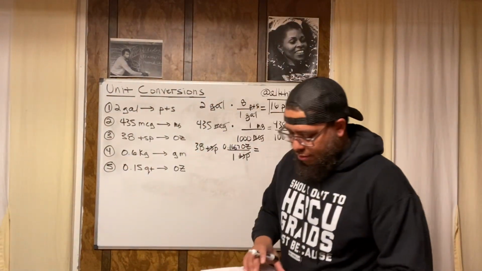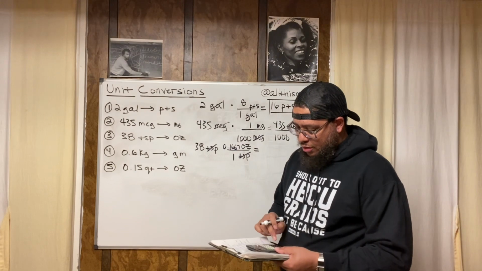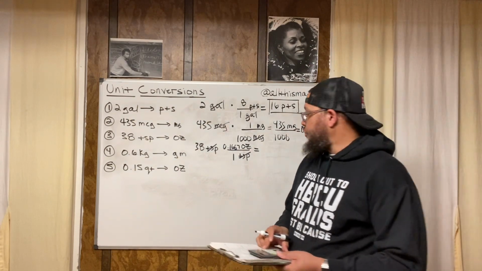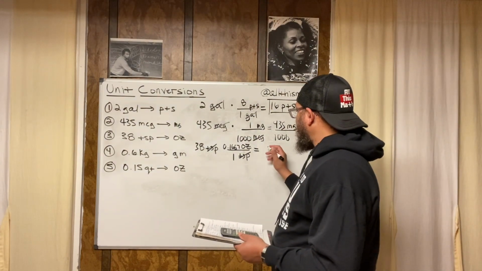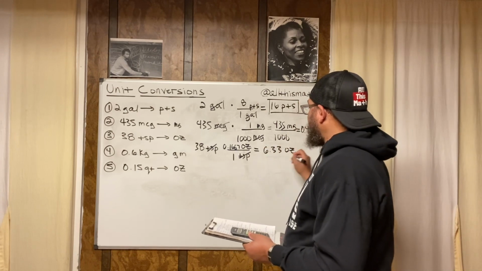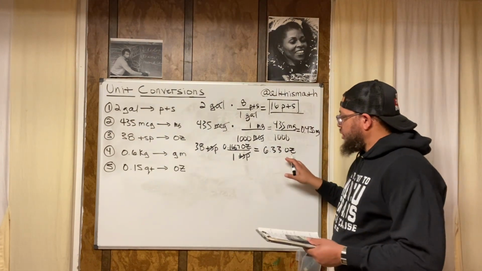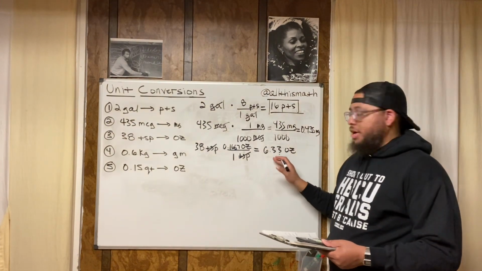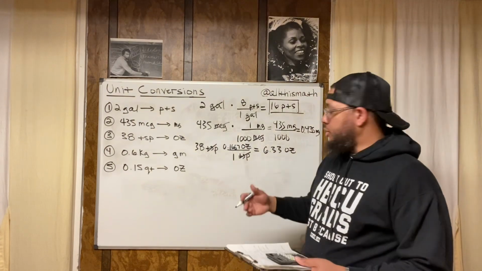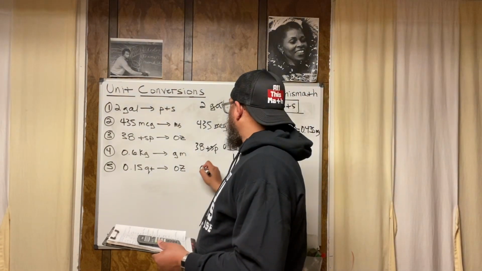Here we go. All right, 38 times 0.1667 is 6.3346. I'm going to round it off to 2 decimal places, so 6.33 ounces. So basically 6.3 ounces. 38 teaspoons is almost 6.3 ounces. Well, actually, it's exactly 6 1/3 ounces. 0.33 is 1/3, so 6 1/3 ounces. All right, let's do these last two real quick.